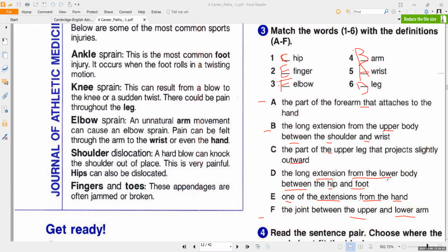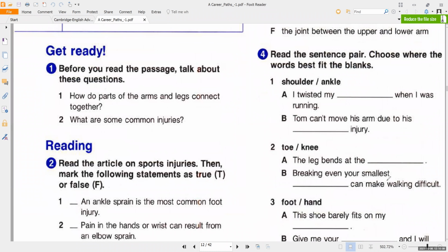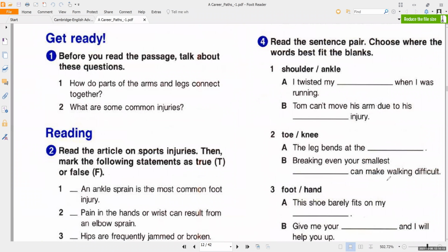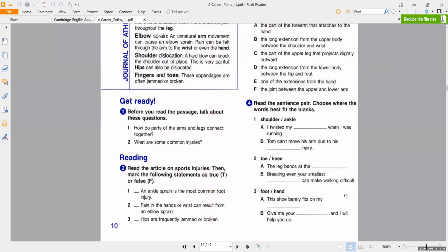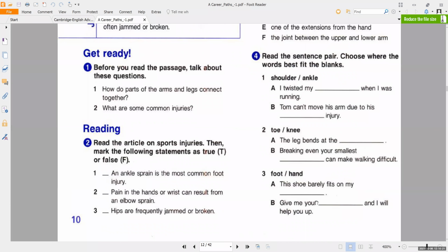Okay. Now we finish the rest of the exercises. So we go a little bit down to the, again, read the sentence pair, choose where the words best fit in the blanks. So we have 1, 2, 3. Just make this a little bit smaller. Yes, so we have here number one. Number one, we have shoulder and ankle.